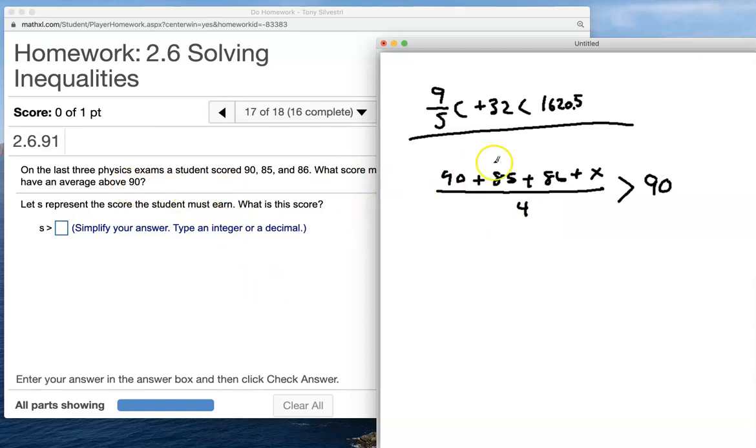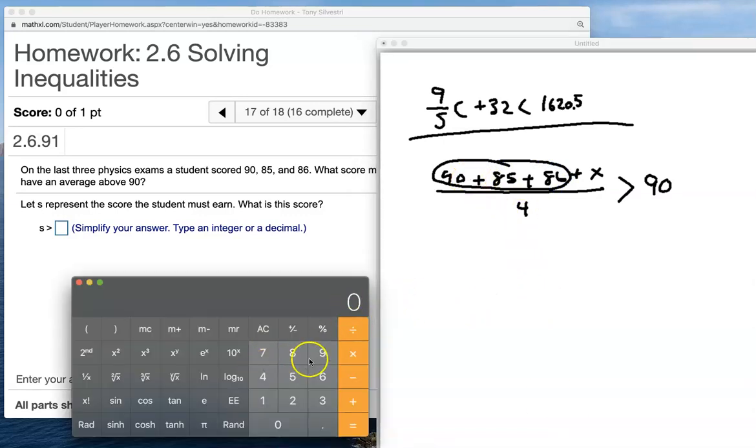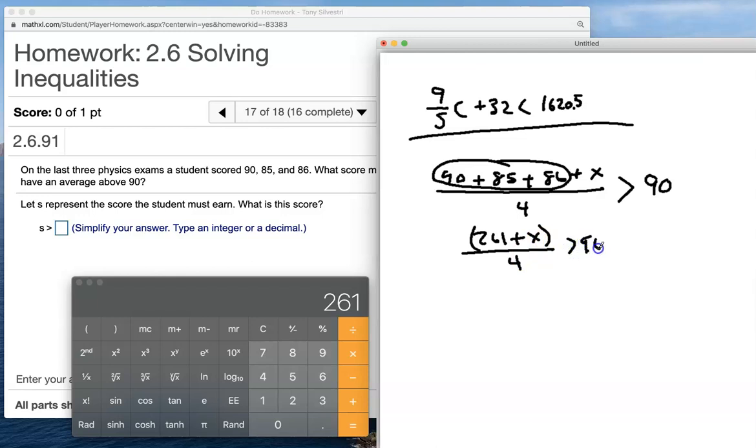So what do we do? The first thing I would do is add up what we can: 90 plus 85 plus 86. You can certainly add those up with a calculator. That is 261 plus x. That's a bundle, and that bundle is divided by 4. Anything with pluses and minuses bundles those expressions together as one indivisible unit. So that's got to be bigger than 90.